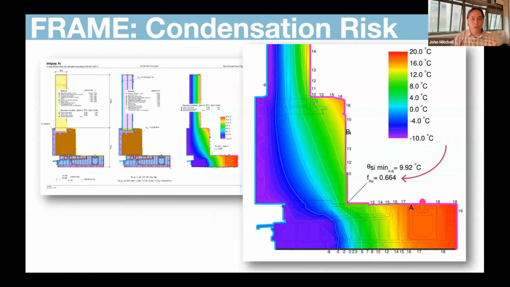And how do we do that? Well, hopefully the window manufacturer has done a bunch of testing and they can provide that information to us. But if they haven't, then we might have to do that ourselves.